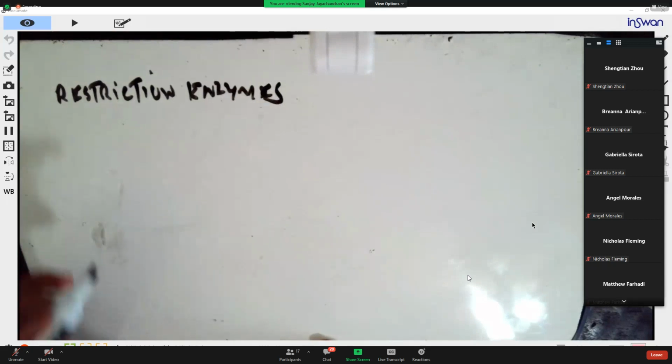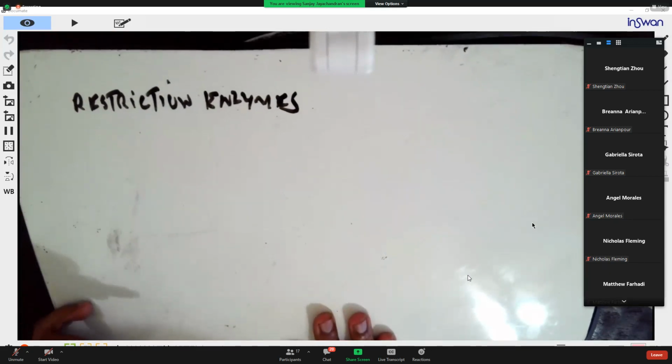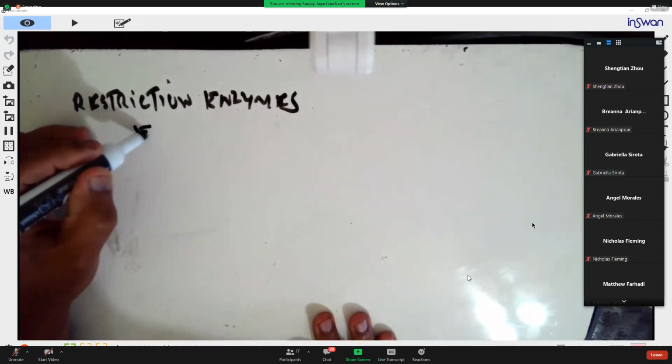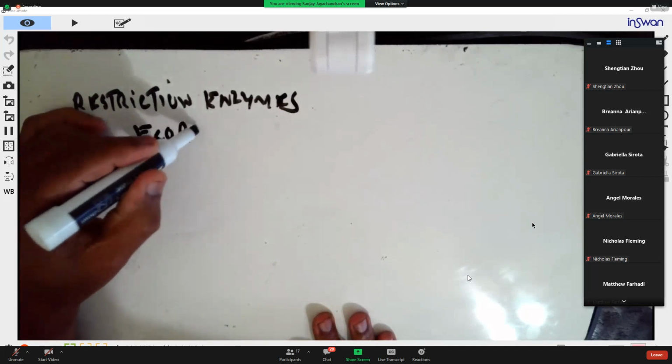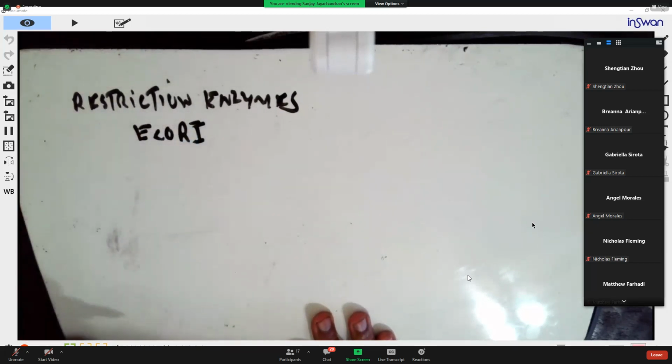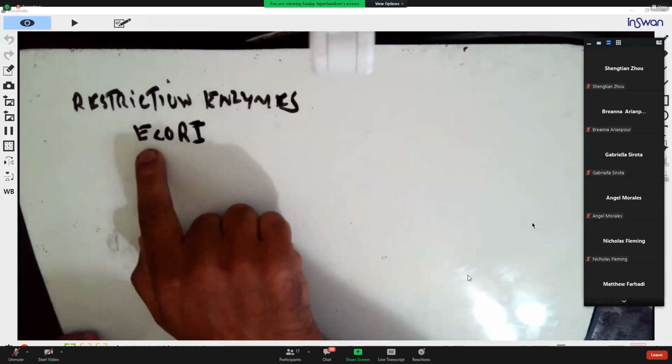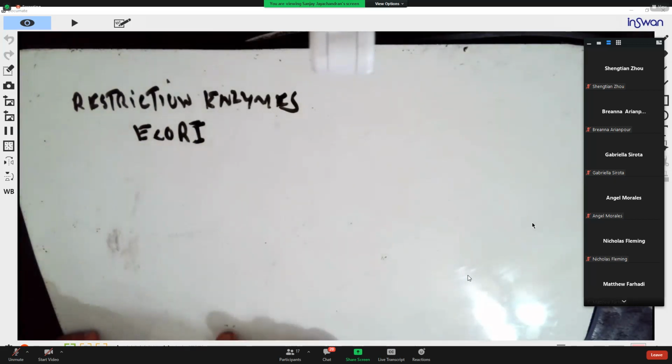Okay, so one of the first, and there are thousands of these restriction enzymes, depending on the bacteria. One of the first ones to be discovered was this one here, EcoR1. This is the name of a restriction enzyme. It stands for E. coli restriction enzyme class 1. There are tons of others.